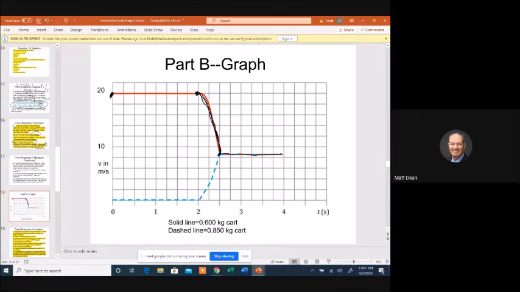Now the other cart wasn't moving at all, so its velocity is 0 all the way up until 2 seconds. Right there, the collision happened. During that 0.5 second collision time, we see its velocity starting to go up, starting to increase. It's accelerating. It accelerates up to the 8.28 meters per second, and then it continues at that speed.